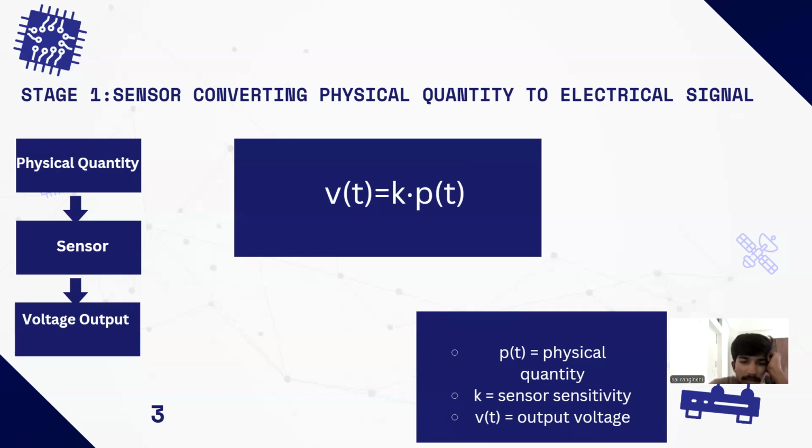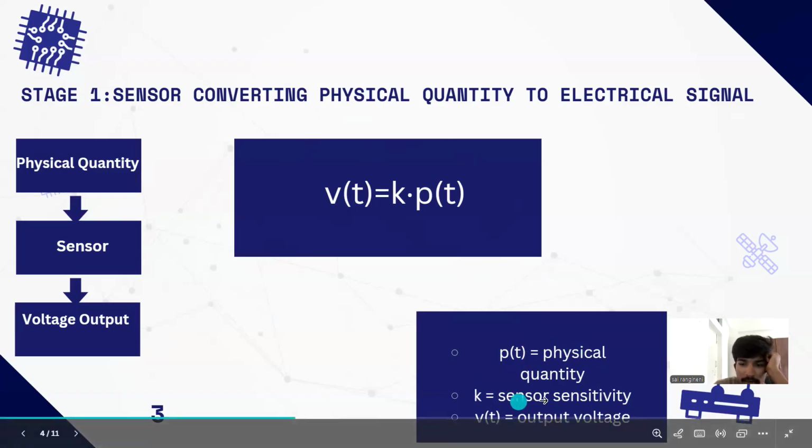In some sensors, the relationship may not be perfectly linear. Sometimes it may be slightly non-linear, but for most practical applications, we approximate it as linear. At this stage, the signal is still continuous and analog. We have not yet converted it into digital. You can see the flowchart: the physical quantity goes into the sensor, the sensor gives a voltage output, and this is called scaling. P(t) is the physical quantity, k is the sensor sensitivity, and V(t) is the voltage output.